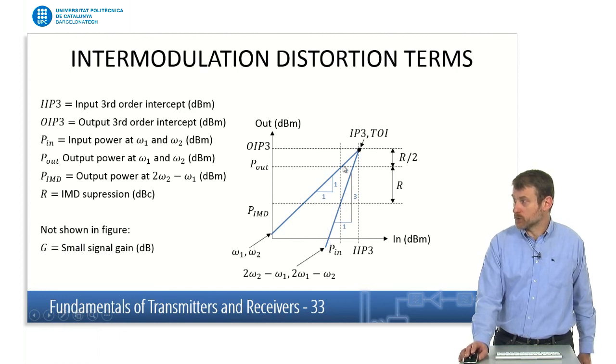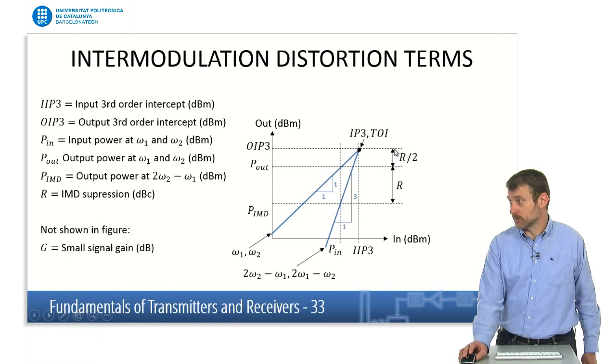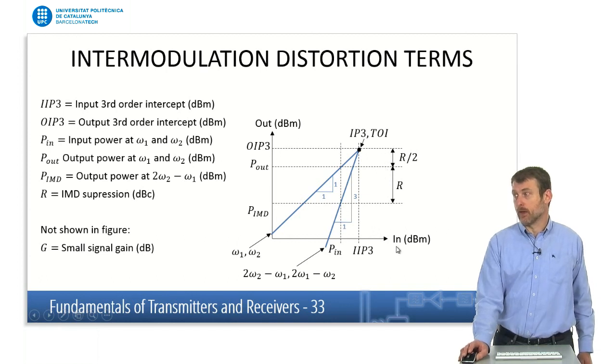And if we project it to the 1-to-1 slope, it gives us this distance. So accordingly, this vertical distance has to be 1/3 of the total distance between here and here. And therefore, in other words, this distance has to be 1/2 of this distance. So if we define this as R, which would be the intermodulation rejection, this distance in here has to be R over 2.